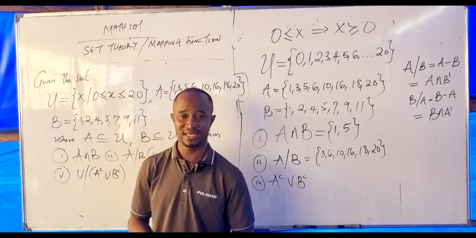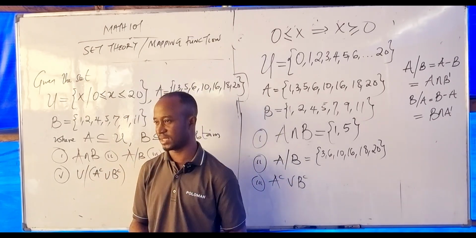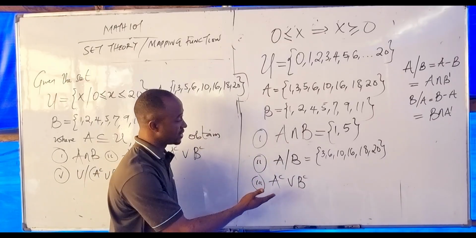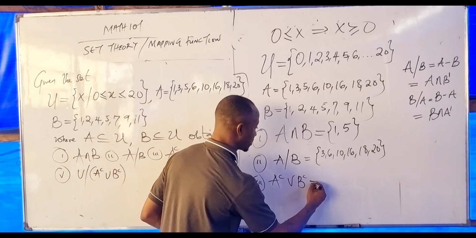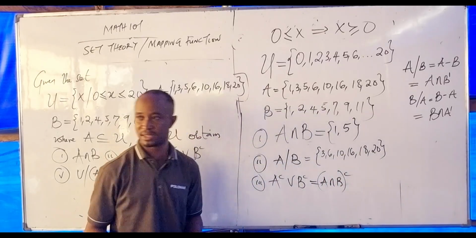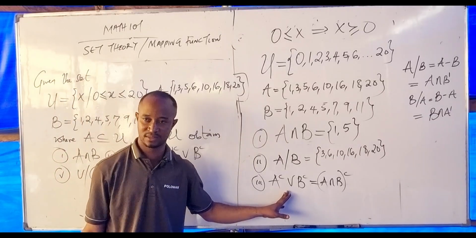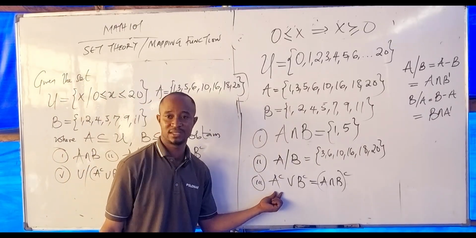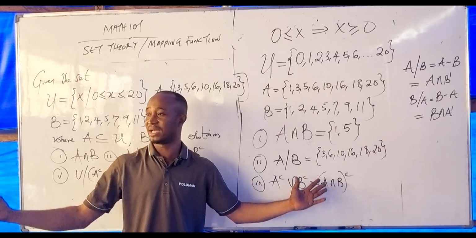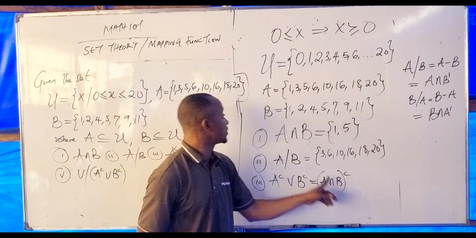There's a law of sets, which I've not gotten to step by step, called De Morgan's law of sets. De Morgan's law says that A complement union B complement is the same as A intersection B, all complemented. That means there are two ways you can solve this. You can either bring out A complement or B complement first, then get their union.